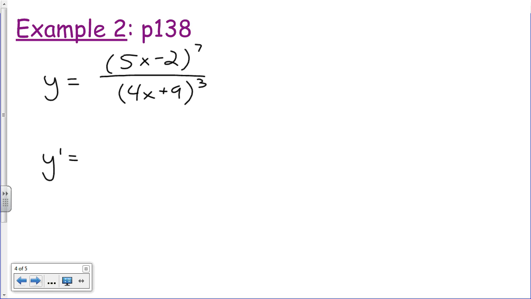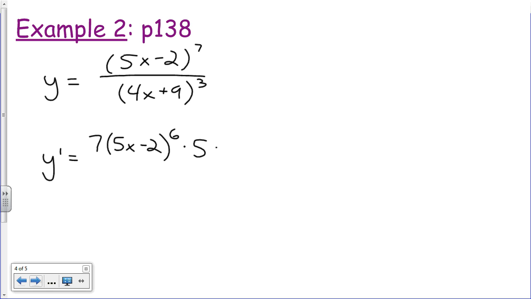So follow quotient rule. Derivative of the top function, that's going to be, it's a composite function, so follow chain rule here. So the derivative of the outside, 7 times something to the 6th power. Chain rule says you substitute in the inside function, 5x minus 2, and then we multiply by the derivative of the inside, which is 5.